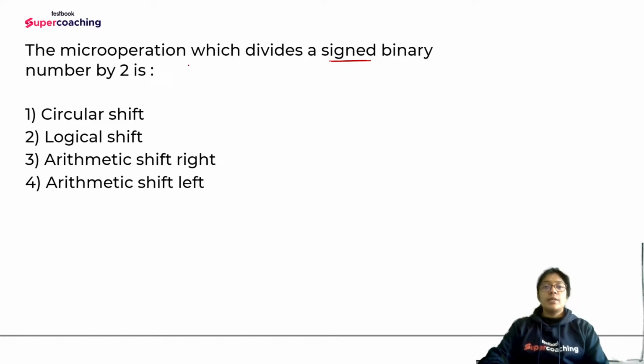Anyways, what should be the answer for this question? The micro operation which divides a signed binary number, so the number is the signed binary number, by 2. अगर आपको कॉन्सेप्ट पता है आप डायरेक्टली आंसर रिटर्न कर सकते हो, otherwise consider some signed binary number and then try applying the circular shift, logical shift, arithmetic shift right, arithmetic shift left, ये सारे शिफ्ट्स हमने किए हुए हैं. We have covered all these shifts in detail, so easily you can apply it if you are considering some number.